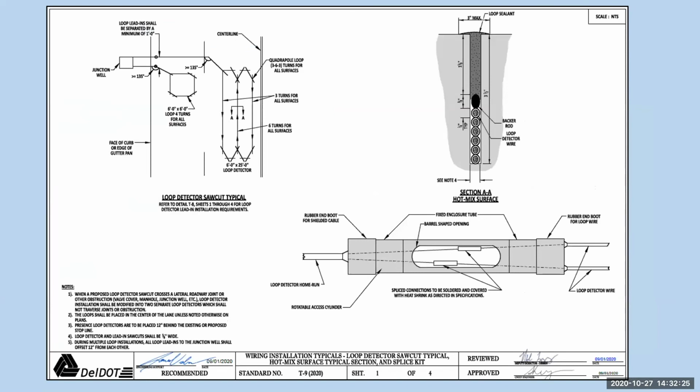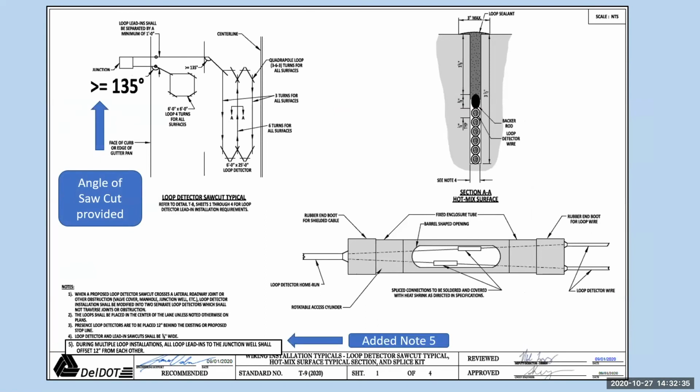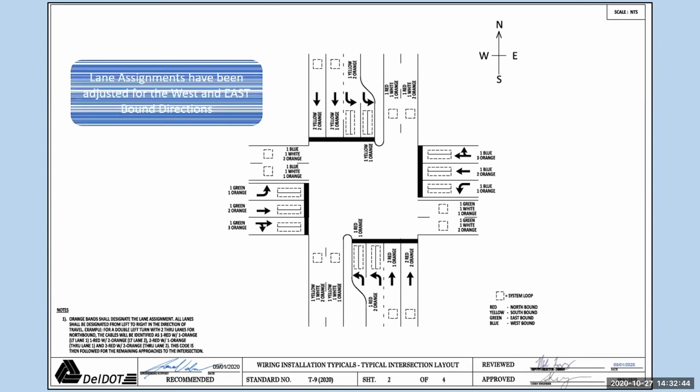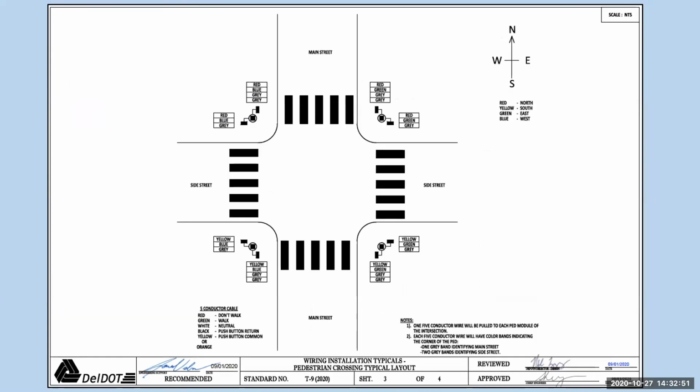For the wiring installation typicals, the loop detector and saw cut typical, you'll see the angle, this was never provided before, so angle of saw cut is provided. Added note 5 here. And then finally, the wiring installation typicals and typical intersection layout. Lane assignments have been adjusted for the west and eastbound directions. More wiring installation typicals. Added conductor cable color orange.